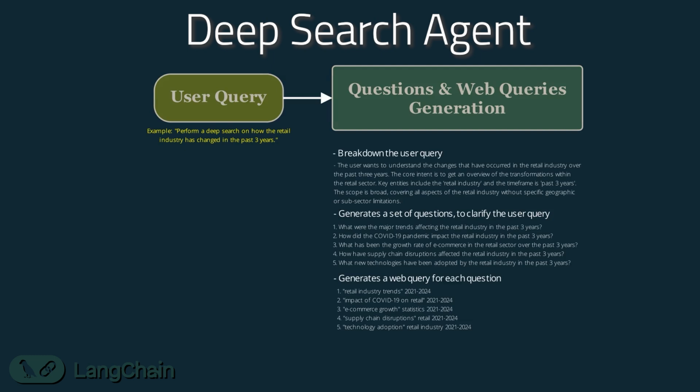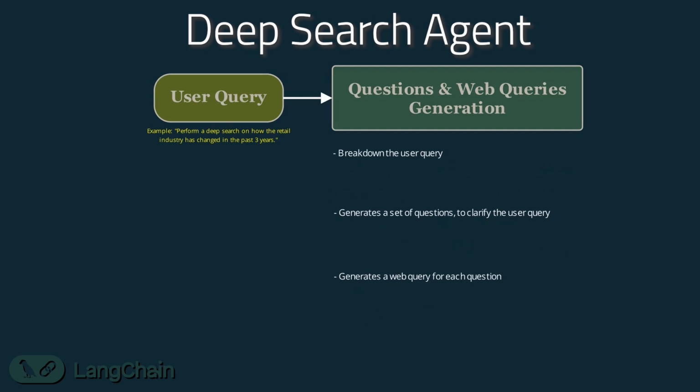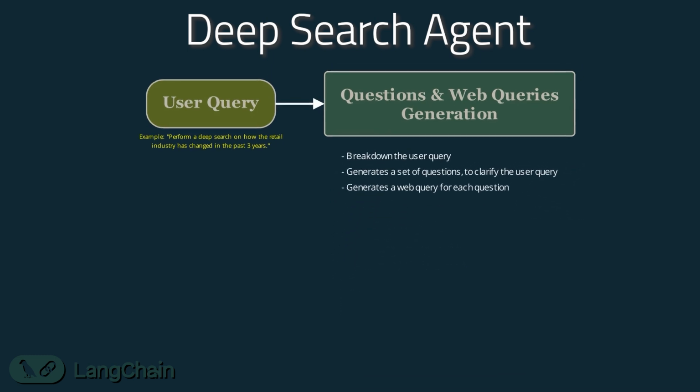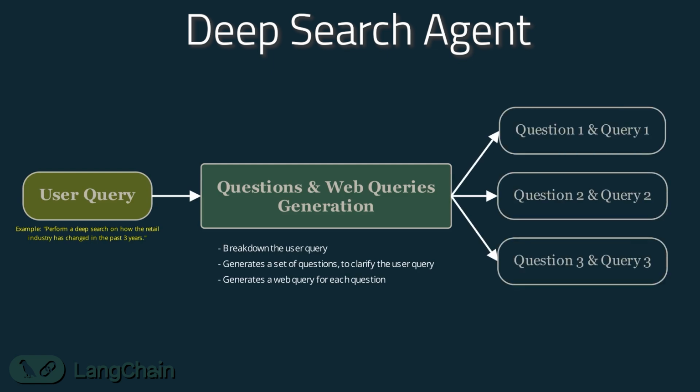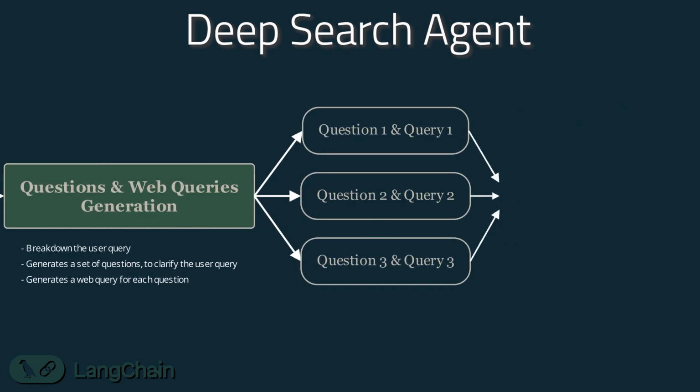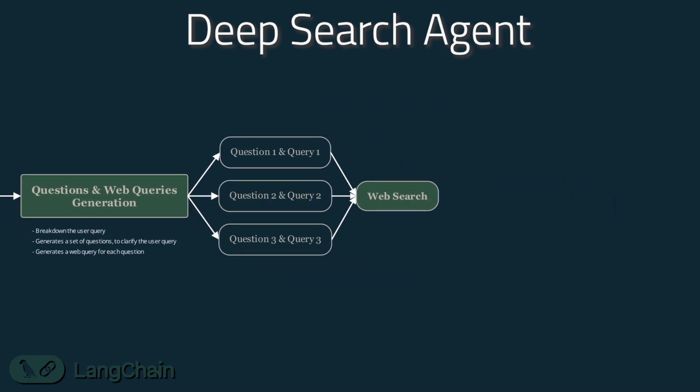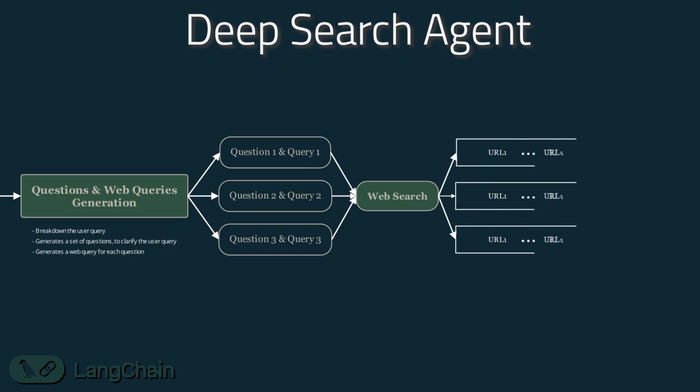But for now, we generate a maximum of 5 questions and 5 web search queries. Alright, so for simplicity, we will consider that we only have 3 generated questions and web search queries as output of the first step. Then in the next step, we perform a web search using Google to retrieve a list of the top URLs for each query. Also, this number is a parameter that can be adjusted as you wish to set the maximum depth per query.